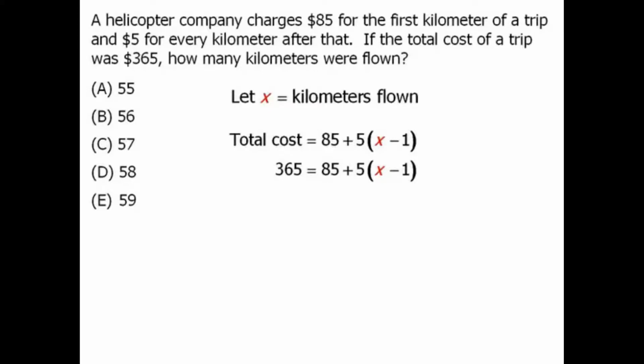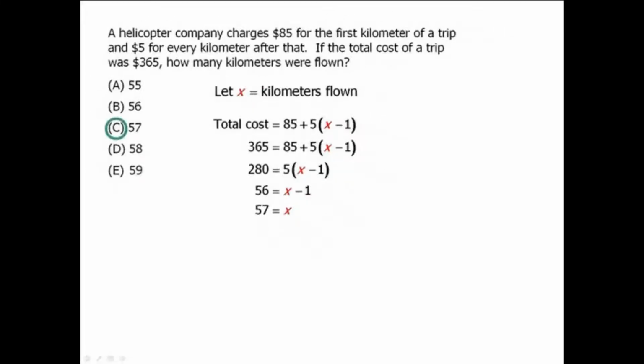We'll subtract 85 from both sides of our equation, and now we'll divide both sides by 5, and finally we'll add 1 to both sides to get x equals 57, so our answer is C.